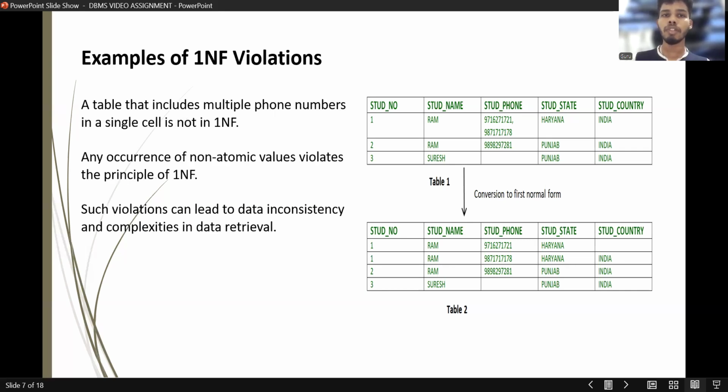Next, an example of 1NF violations. A table containing multiple phone numbers in a single cell is not in 1NF. The occurrence of non-atomic values violates the principle of 1NF. Such violations can lead to data inconsistency and complexity in data retrieval. So the first one, Ram, contains different phone numbers, and it will eliminate the duplicate values so that it contains only one single value. That is how 1NF works.